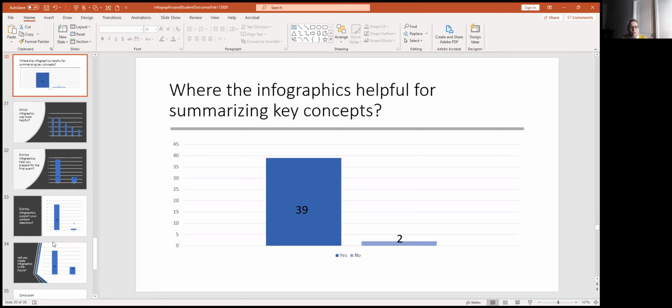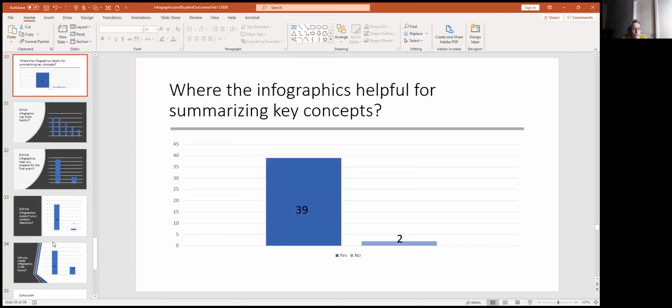And you remember, these are graduate students, so I really expected maybe 10 or 15 students to say the infographics were helpful. And I was okay with that because I think my job is to help every student. I have no problem with creating a learning tool that helps one student. That's good for me. But I really expected maybe 10, 15. I did not expect 39 to say the infographics were helpful for summarizing key concepts.